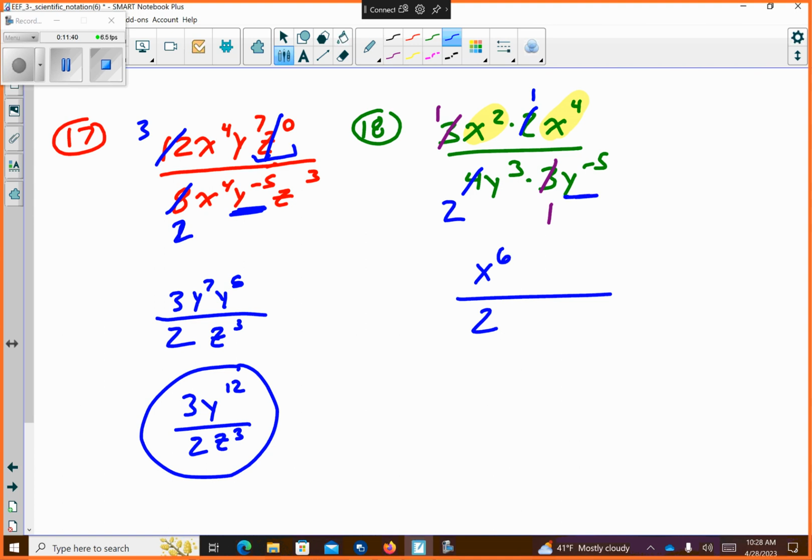What does this y to the negative 5 want to do? It wants to go to the top, right? The y to the 3rd stays on bottom. Looks like tug of war with the y's. Who wins? Top or bottom on the y's? Top by how many? 2. Good. All making sense?